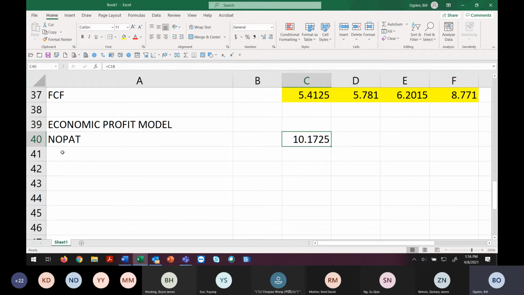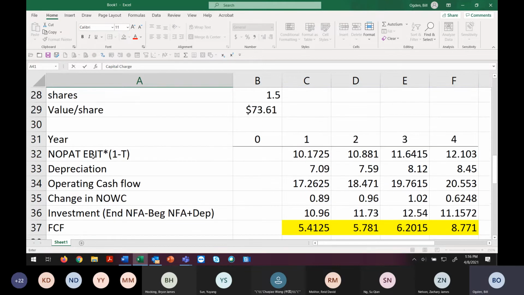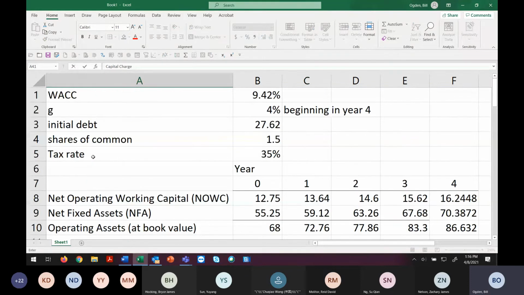All right, so let's do our capital charge. So let's come back up and see what we're working with. Our capital providers have provided for us $68 million of capital. What is the absolute minimum they expect us to earn on their investment? Well, not so much investment, part of them are creditors, right? On the capital that they've provided. Well, they expect us to earn at least 9.42%.